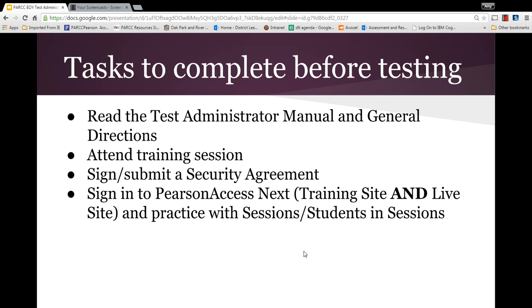And then the last bullet point here, I am going to ask you to practice online on the training site with the sessions, locating a session, getting to students in sessions, so that when you do this on the day of the test, again, you're comfortable, it's not the first time, and things will go more smoothly. It's very straightforward. I have a very easy test administrator cheat sheet that you can use to do these things.